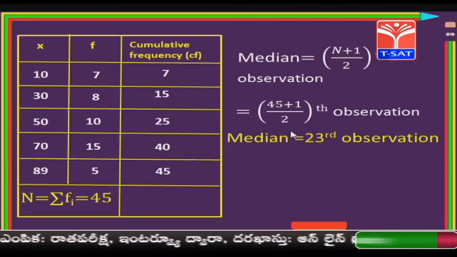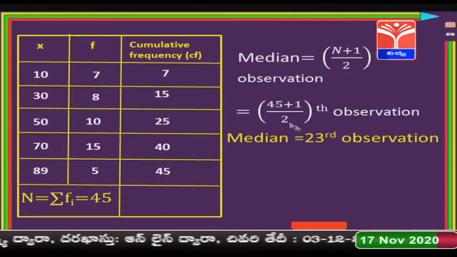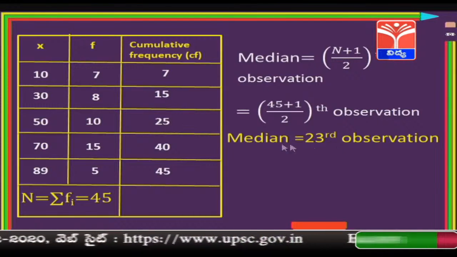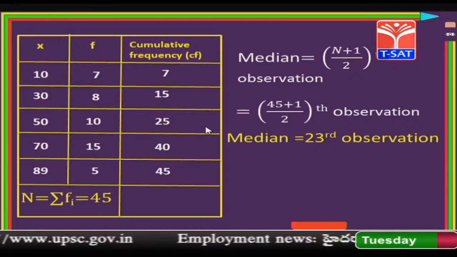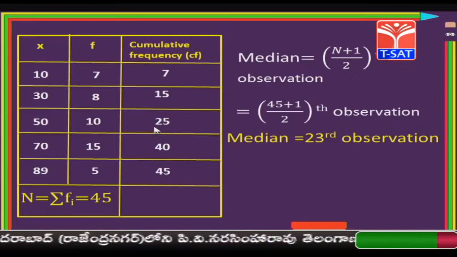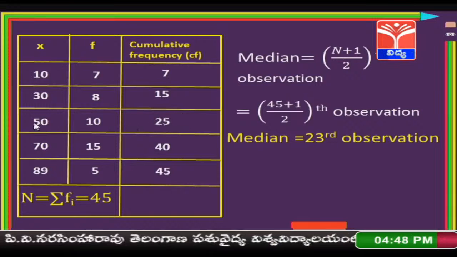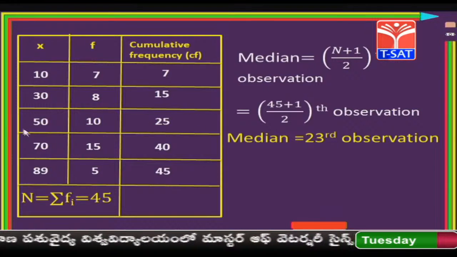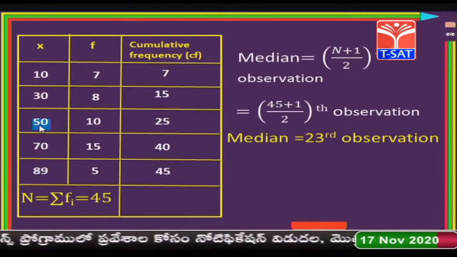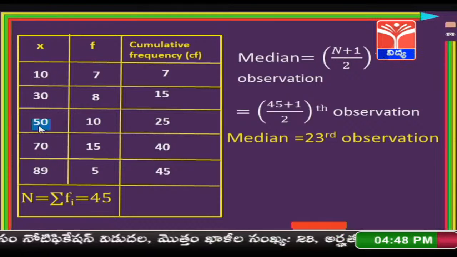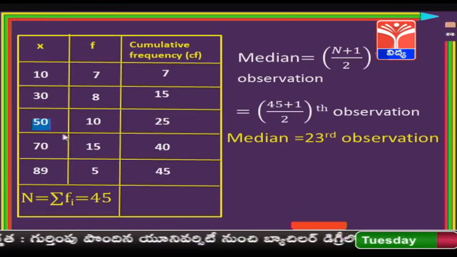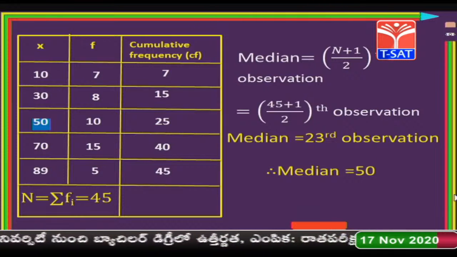To get the 23rd observation, you just compare: is 7 less than 23? Yes. Is 15 less than 23? Yes. Is 25 less than 23? No. The first time the cumulative frequency has crossed the observation, that place has to be highlighted. That is called the median class. Then you identify the corresponding x value where you got this observation. What is the 23rd observation? The 23rd observation is 50. So the median is 50.